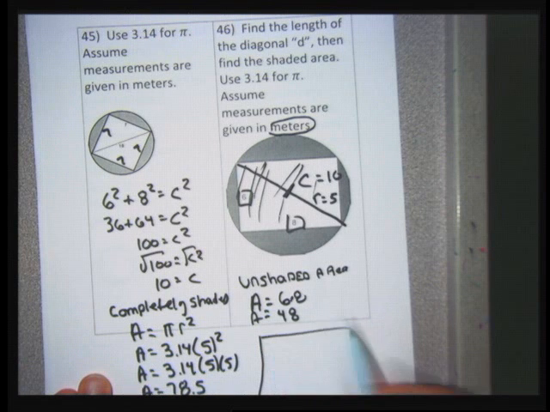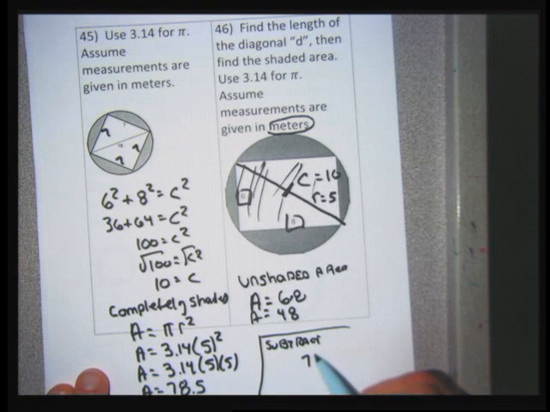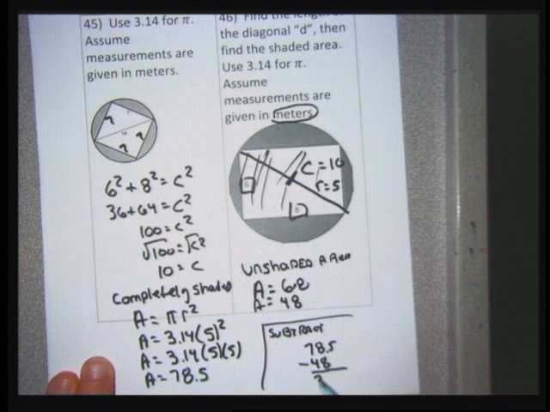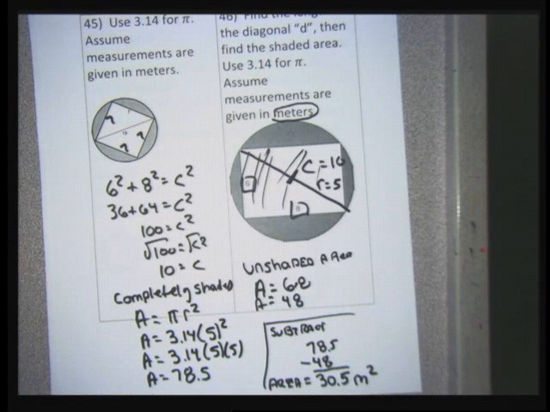And now I'm going to subtract. To get my answer, I take the area if the entire figure was shaded minus the area of the unshaded region, and I'm going to attach units to this. So it's going to be 30.5, and then it's going to be meters squared. Meters is an m, and then squared for square meters. Your units are going to be square meters as well.